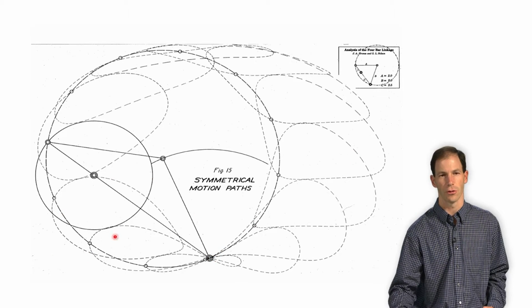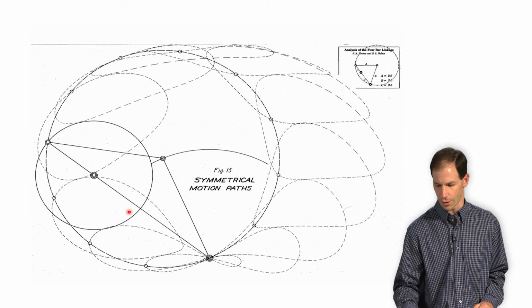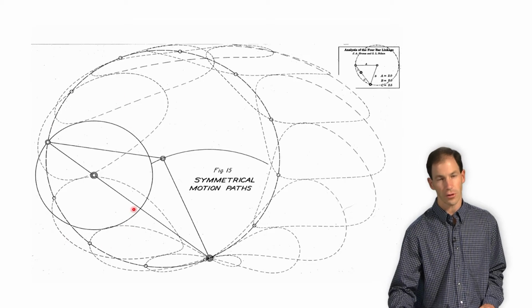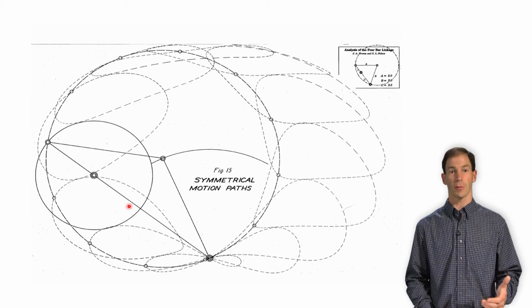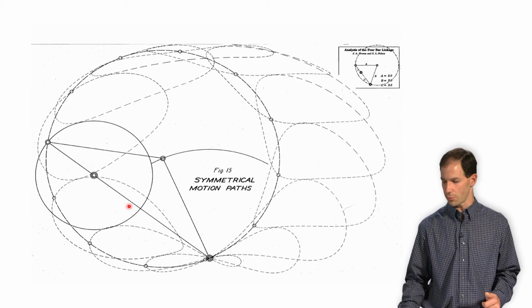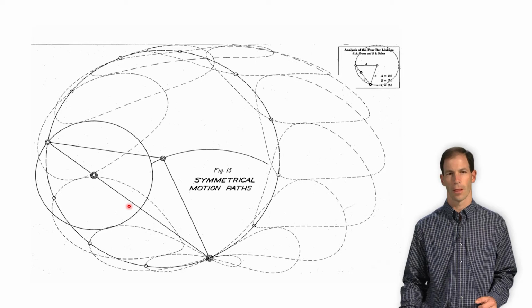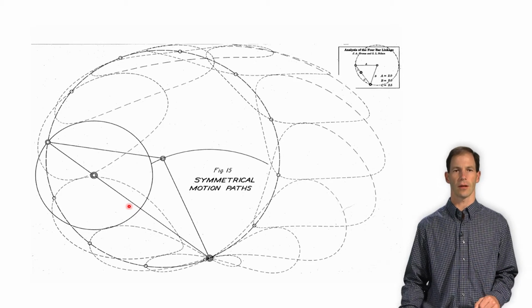Again, this one over here has a line of symmetry that intersects with the ground pivot. And I'll talk about how to interpret these drawings in just a moment, but this whole set of coupler curves is very unique in that they are symmetric, and that can be very useful based on what the objectives are of our mechanism. All right, so back to the atlas.